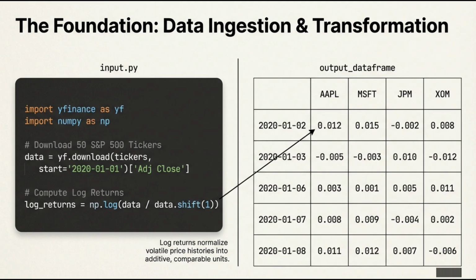On the right, you can see the resulting data frame with tickers like Apple, Microsoft, JP Morgan, and ExxonMobil arranged across columns and dates down the rows. So this is the first practical lesson. Before we can build a network, we need a clean time series table where each column is a stock and each row captures return behavior on a given date.